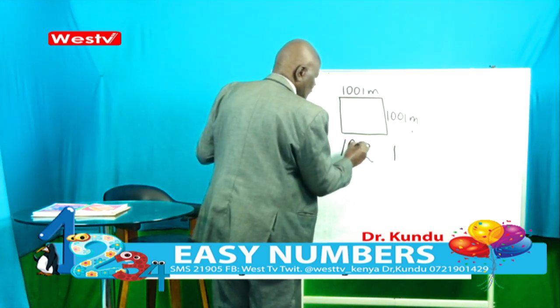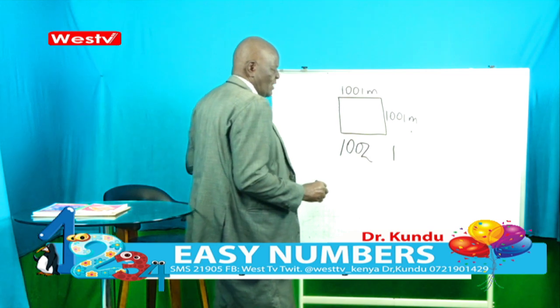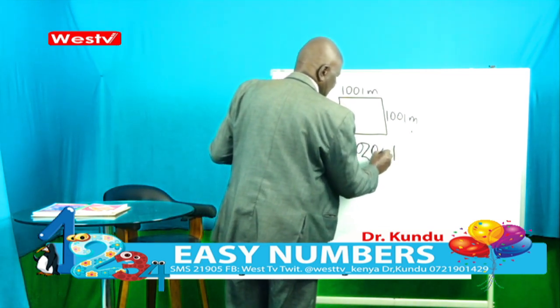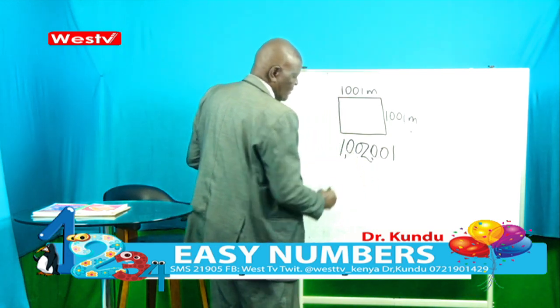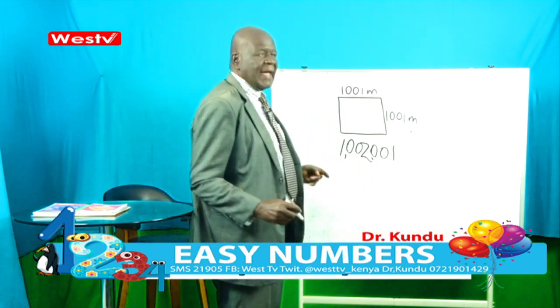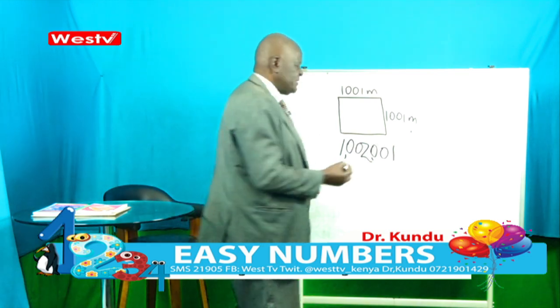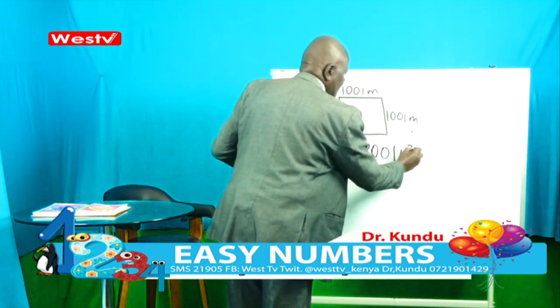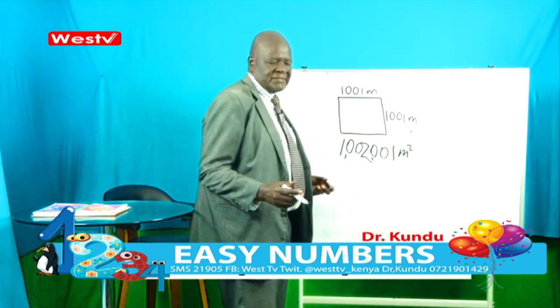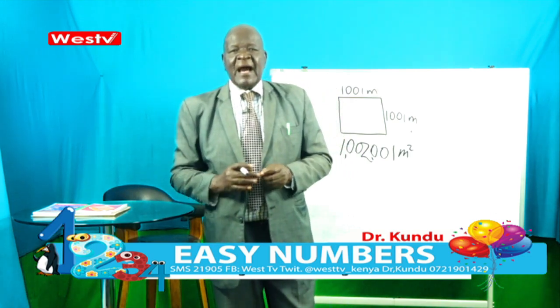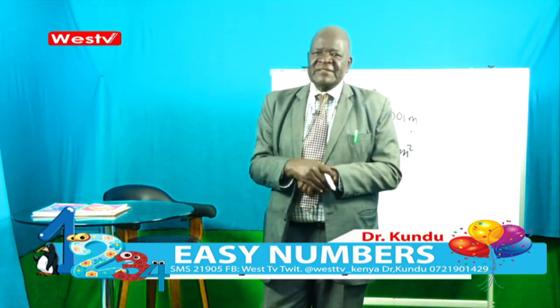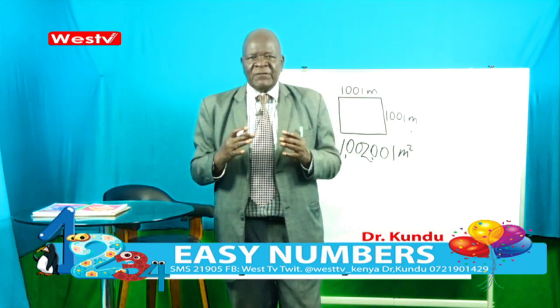On the left of 2, I'll put 2 zeros. On the right of 2, I'll put 2 zeros. And then my answer is going to be 1,002,001. And this will be meters squared, and I'll have no problem at all doing my mathematics. In fact, I will not say I am doing mathematics. I will say I'm enjoying my mathematics. I am playing the game of numbers. Numbers are so friendly if you understand their behavior.